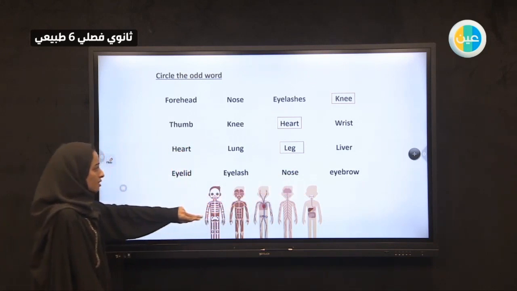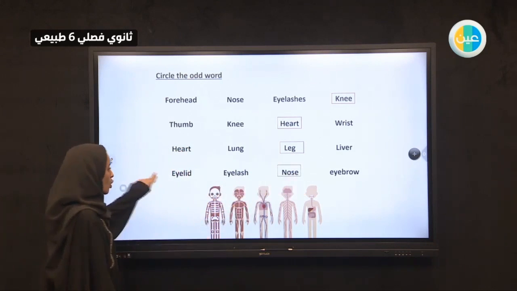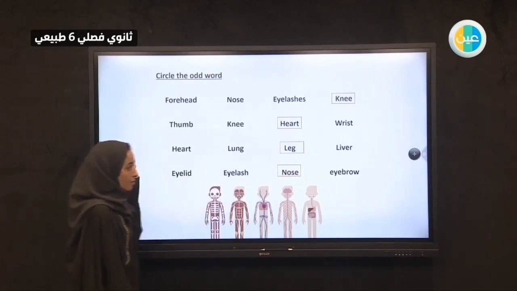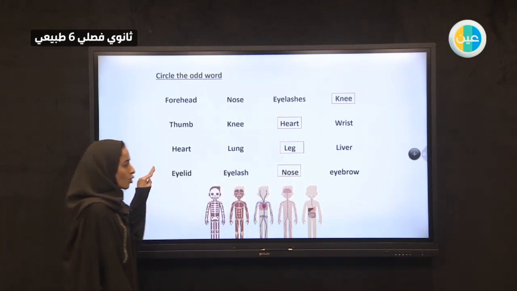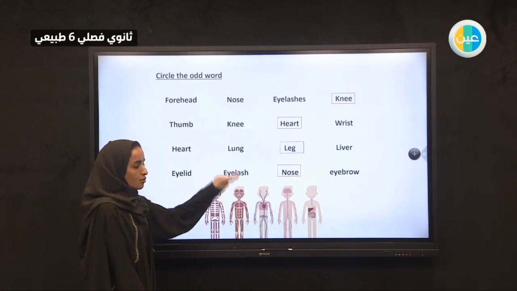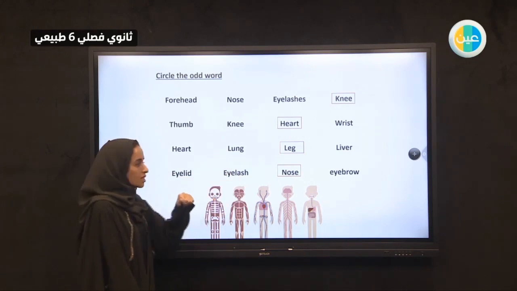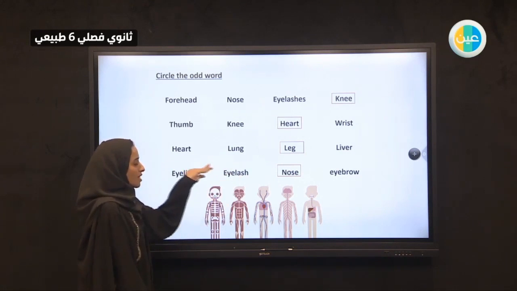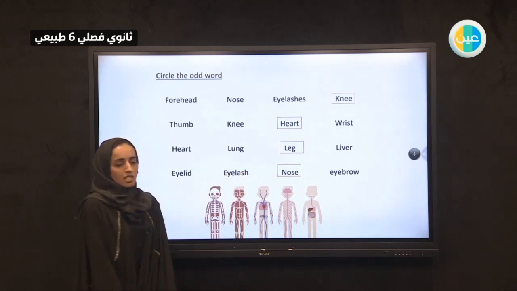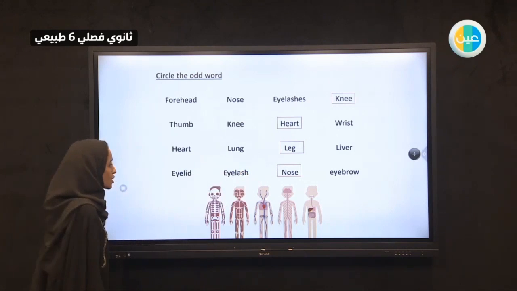Which one is different? We have it, the nose. Why? All four of them are in your head or in your face, but the nose is different because all of them are in the eye, but the nose is just in the face. So let's go ahead.